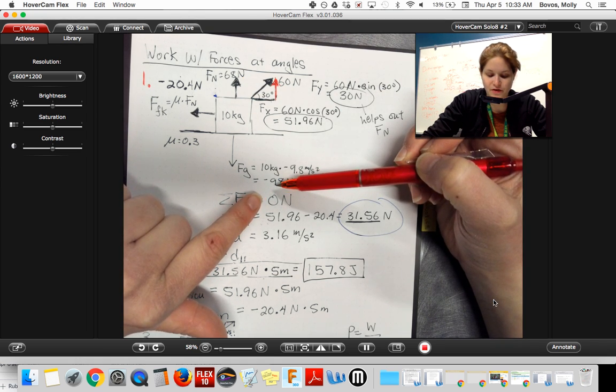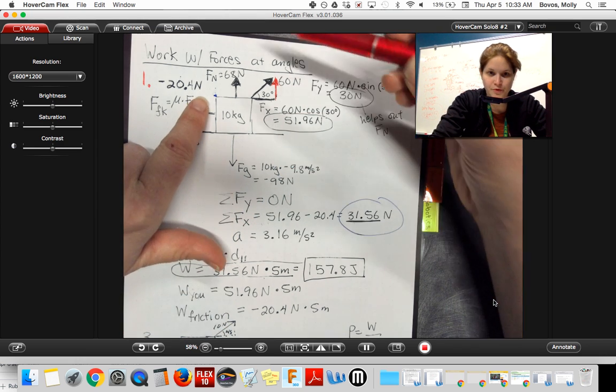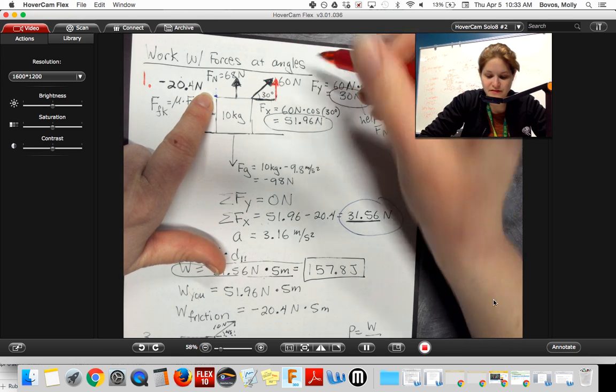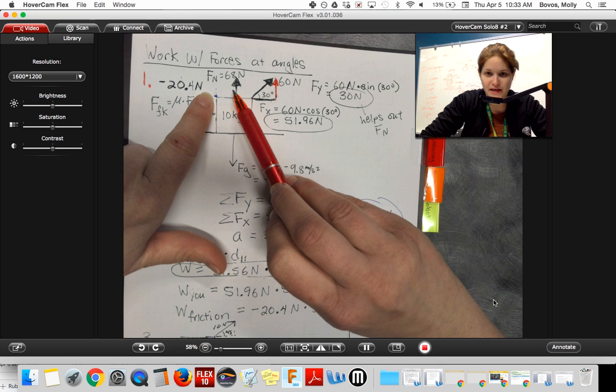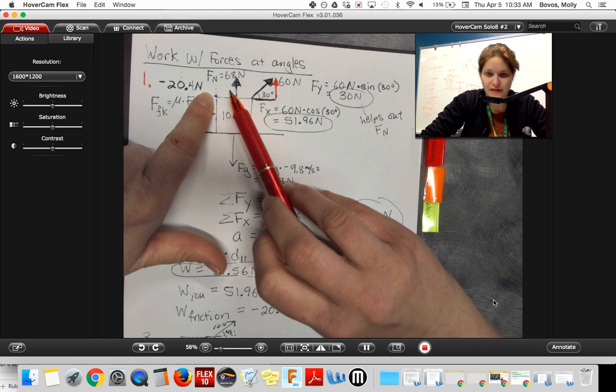Okay, now in your homework, I'm actually going to give you a problem where there's a force pushing down on the box instead of lifting up on the box. So you'll have to think about what you need to do instead of subtracting the 30 if that's the case, okay?